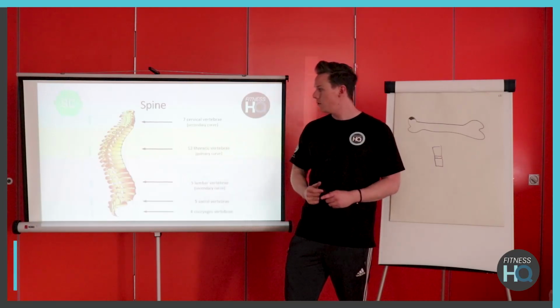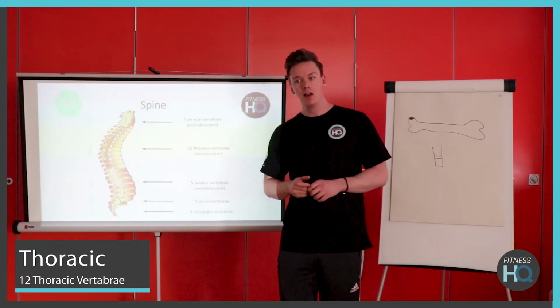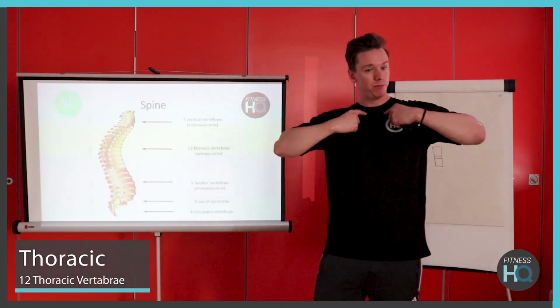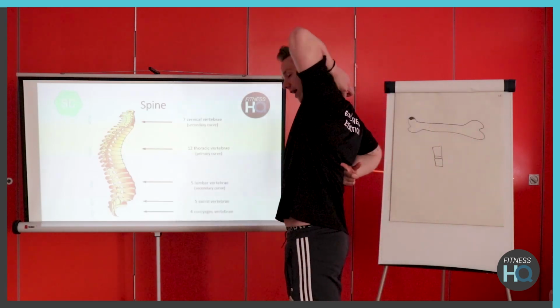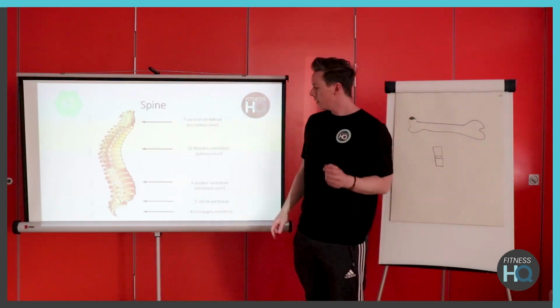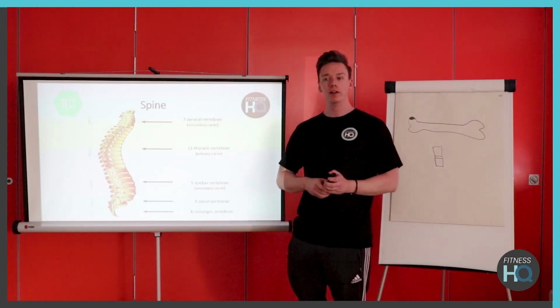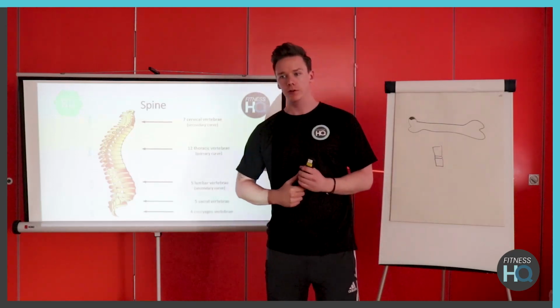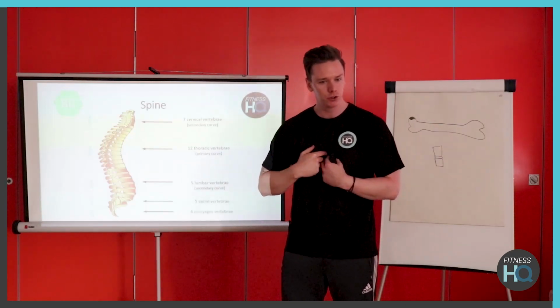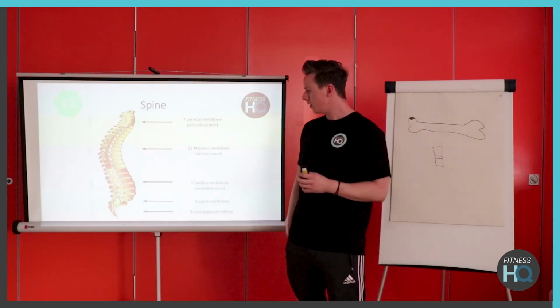The next section down, we've got the thoracic vertebrae. Now that's sort of behind your ribs essentially, so it's that upper section of your torso. And that one has 12 individual vertebrae. Yeah, so that one's going to help with all of that flexion of the spine, things like that.